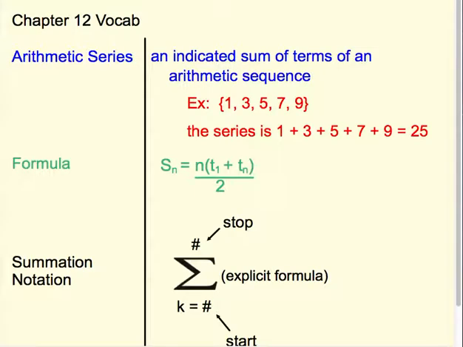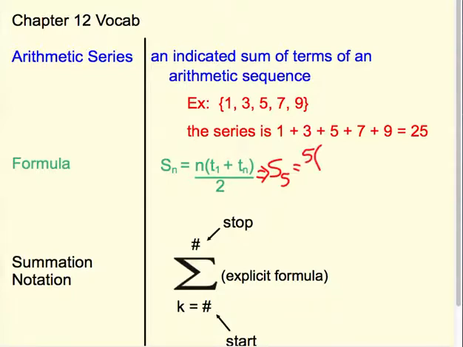So our vocab, arithmetic series, I mentioned, is a sum of terms in a sequence. If you take a look in green, we've got the formula for our arithmetic series. So let's just take a look at how this works with the example that I have here in red. First of all, S sub n means the sum of the first n terms. In our example, we have 5 terms. So n is the number of terms, in this case 5.